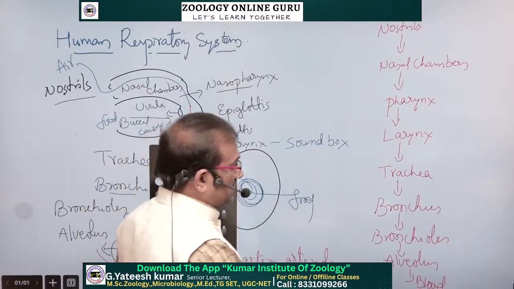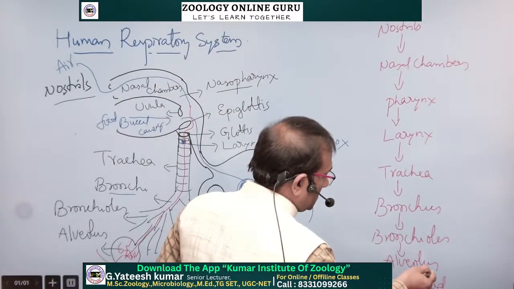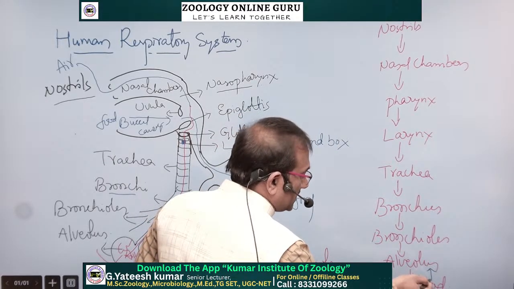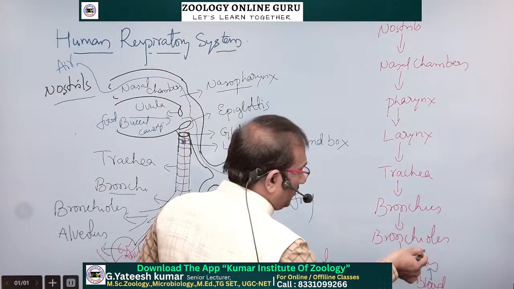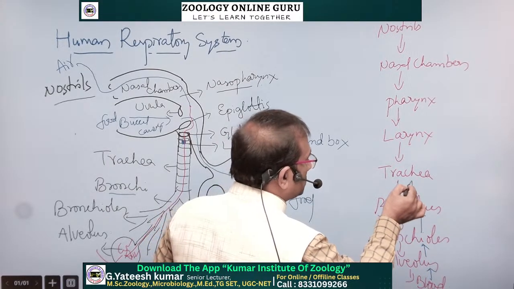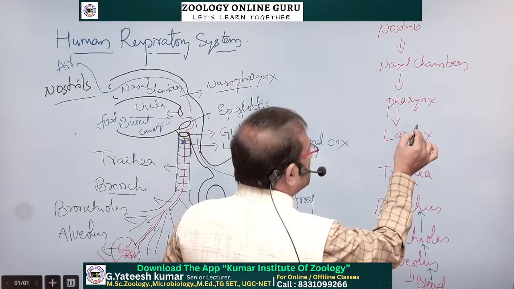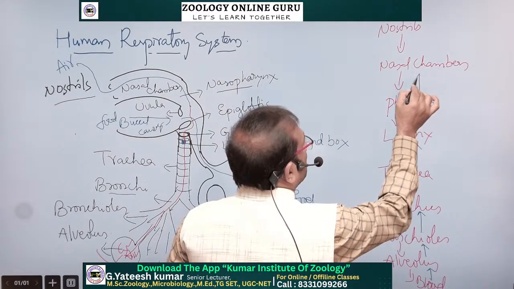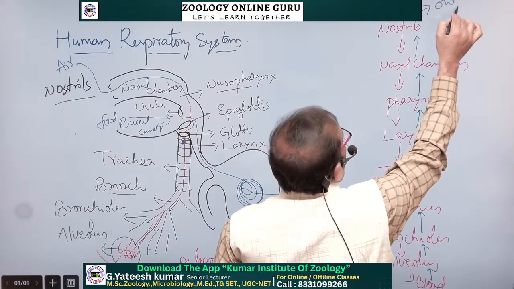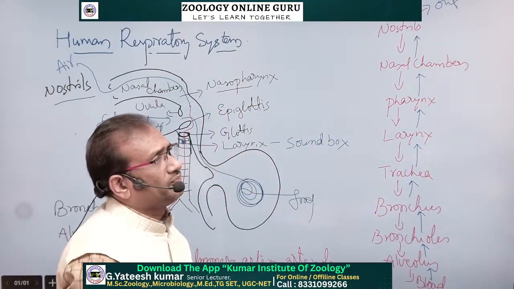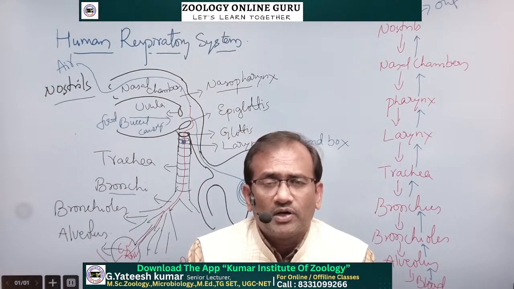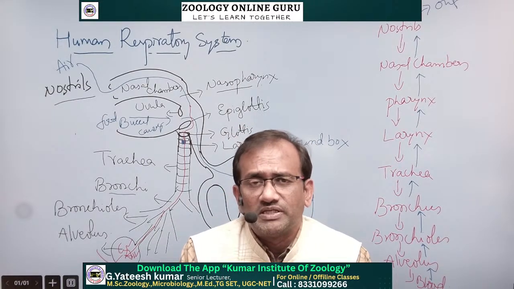And after exchange, CO2 comes outside. First from the blood, CO2 reaches the alveolus. From the alveolus to the bronchioles, bronchioles to bronchus, bronchus to trachea, trachea to larynx, larynx to pharynx, then nasal chamber, then nostrils, then comes out. So this is the pathway of air in the human respiratory system.